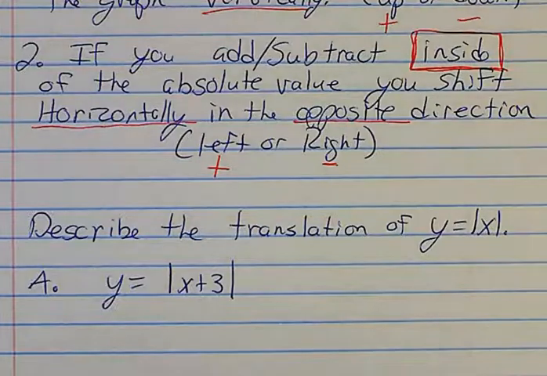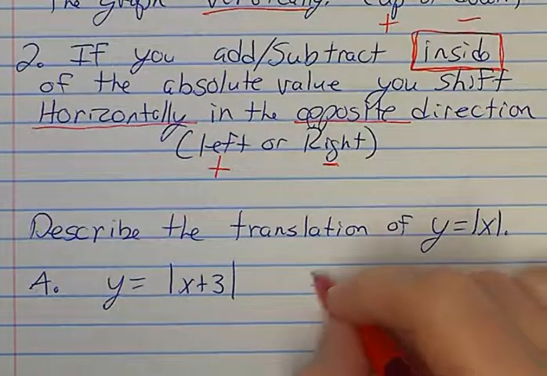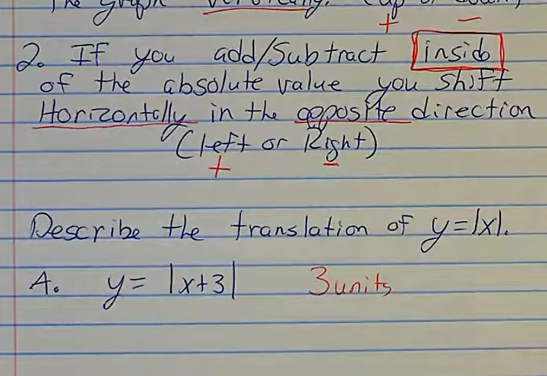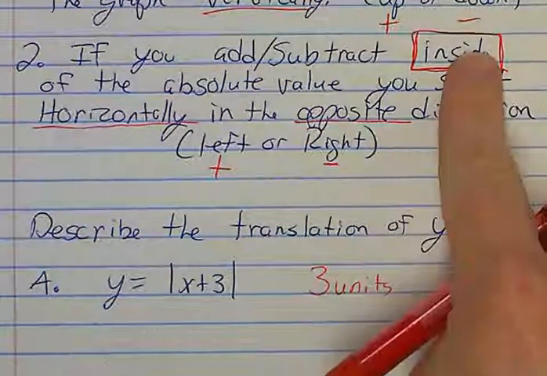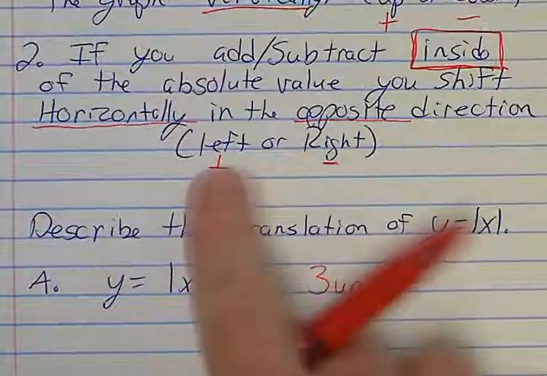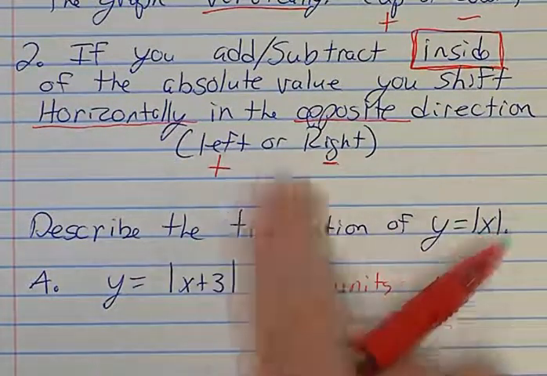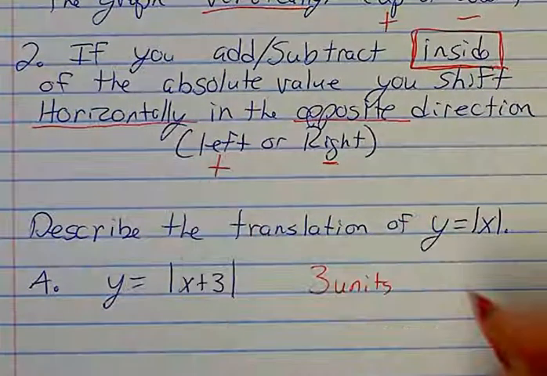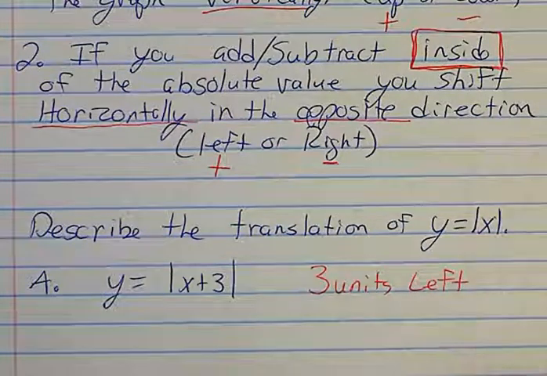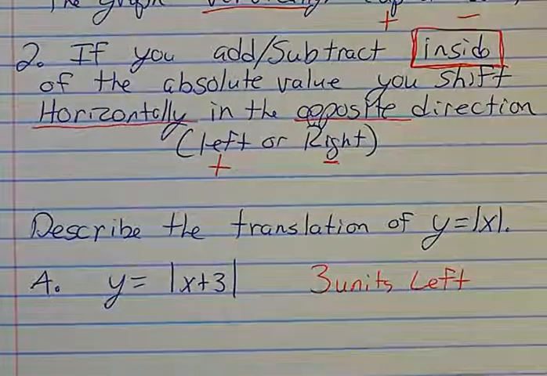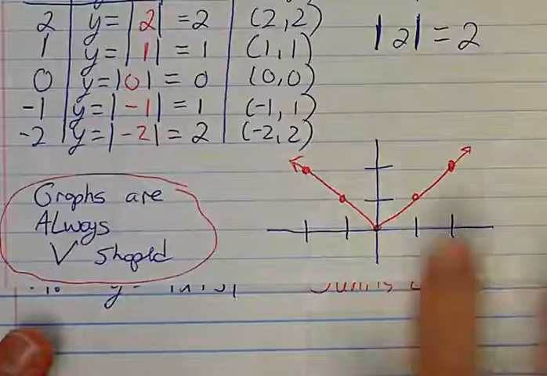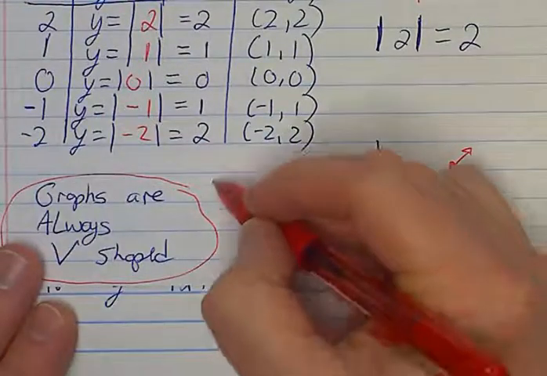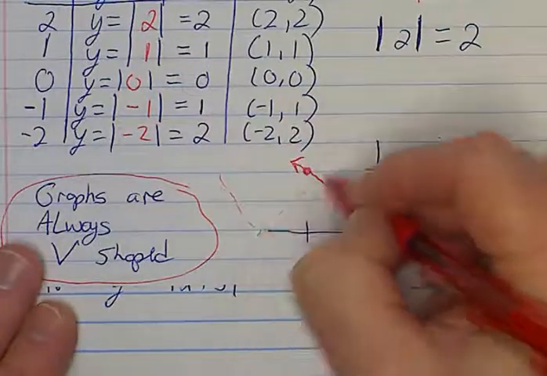You've added a 3 on the inside. This is where they're going to tell you you're going to move it 3 units, and then you have to tell them if it's 3 units up, down, left, or right. On the inside means you're going to move it left and right, but with opposite signs. In this case, it's a +3, so you're going to move it 3 spaces to the left. If we had this graph, we would scoot it over 3 spaces this way. So we go 1, 2, 3. We put this graph over here. So it would look something like that.